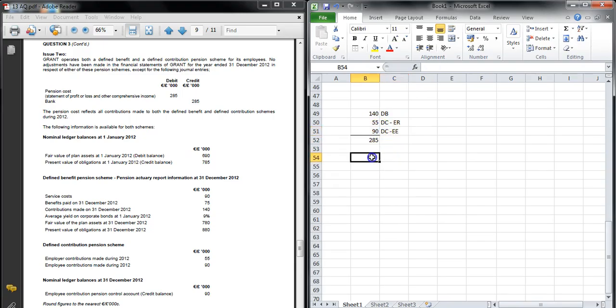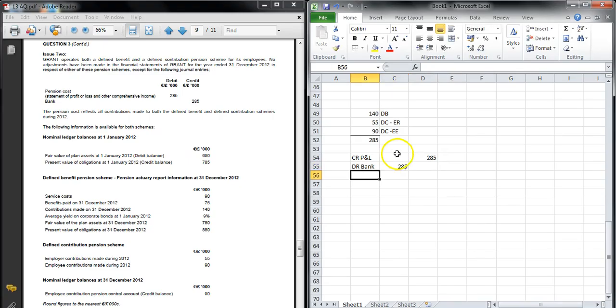There are different elements that go to the P&L. So I think the easiest way to start, and probably the easiest way for a lot of things, is to just reverse that transaction. So credit P&L pension cost 285, and debit bank 285.